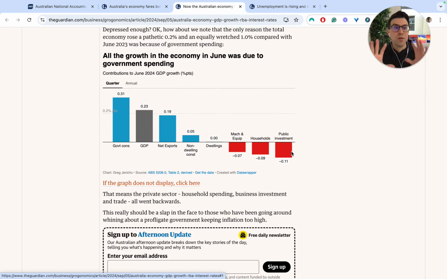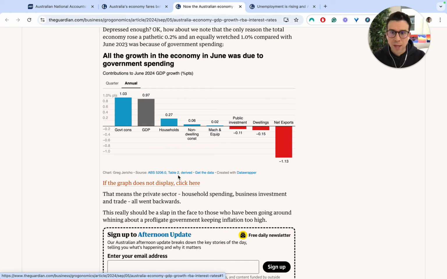Now, once again, another great data point here to show what's contributing to economic growth, and this is something that I highlighted, which is a real positive that you can use in your fiscal policy analysis. On a quarterly basis, and this is the government, but if we look at it on an annual basis, we can see that households are playing a role in contributing to the small amount of economic growth that we've seen. But we are seeing that government is playing a really critical role there.